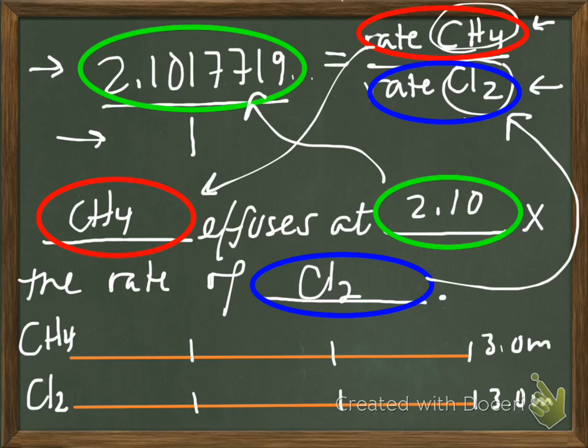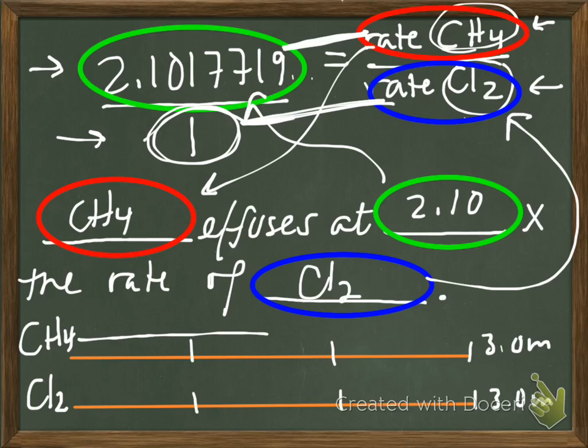So the question was, how do you know that 2.1 goes with the methane? These numbers are connected. The top parts of these ratios are connected. The bottom parts are connected. And so if you remember, we go back to this meter stick idea. In the same amount of time that methane can move 2.1 meters, chlorine can only move 1 meter. So does that clarify and help with that?